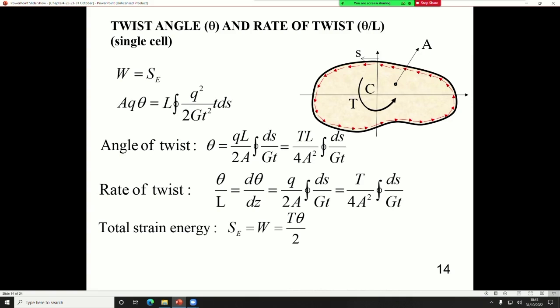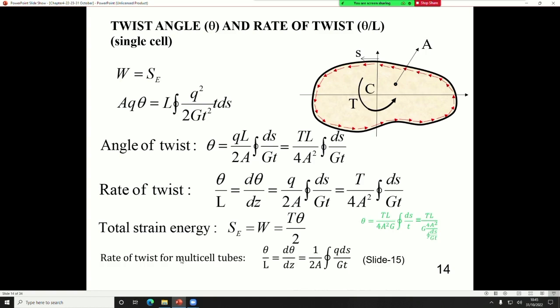Now, on slide number 15, after I solve a couple of examples for you, I show you that, I explain that later, that we can use the same equation for a multicell tube, except because the section is not a single cell, q is also variable, so we use the same equation, but q remains inside the integral, which I explain later on slide 15.